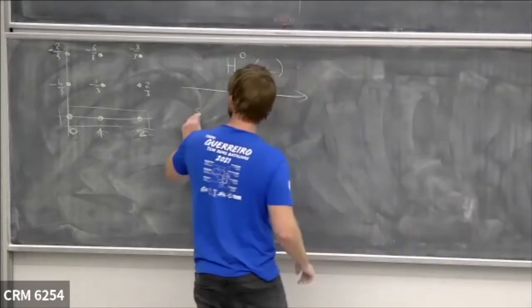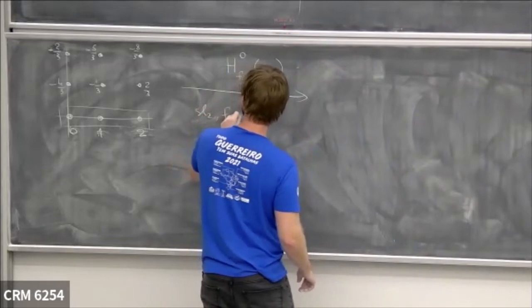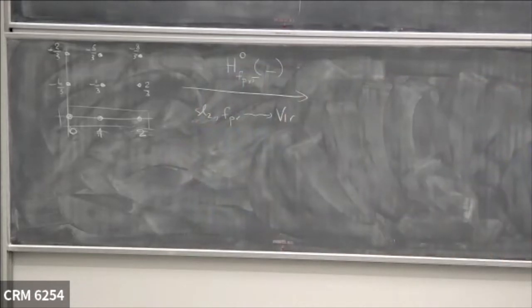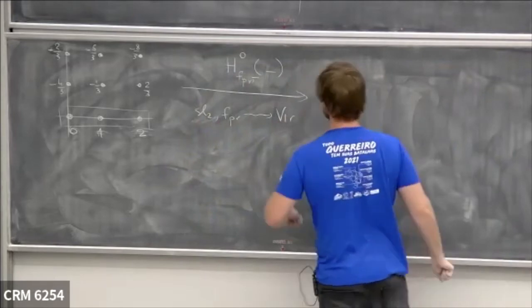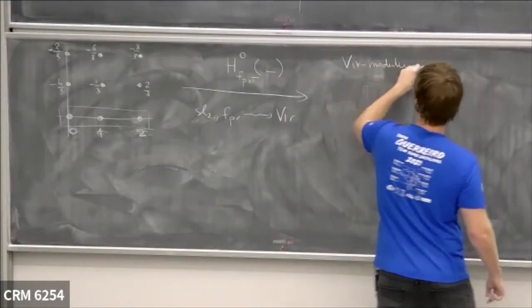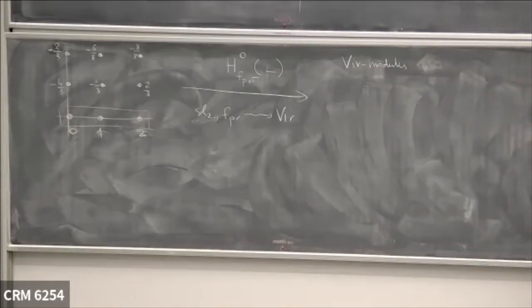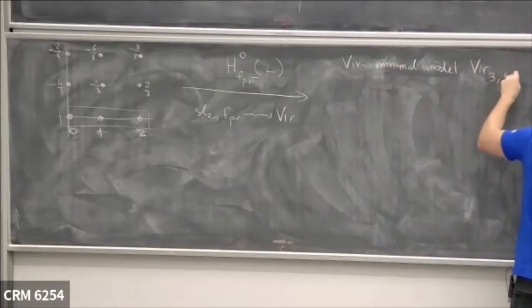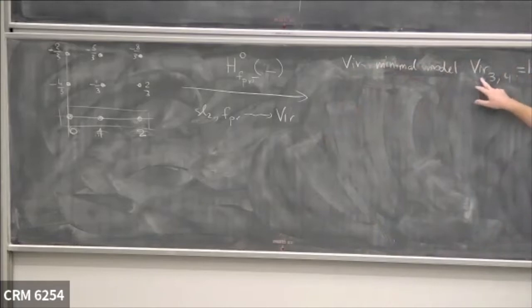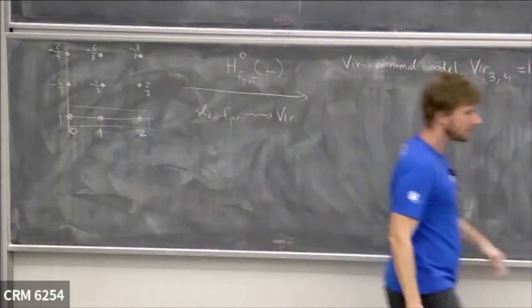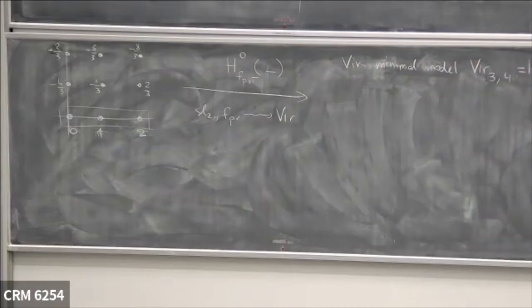As we know, SL2 with F principal goes to modules for Virasoro, right? So we should get some modules for the Virasoro Lie algebra. I don't know how many people know this, but there's a so-called minimal model, 3,4. It's also known as the Ising model. And it's known that this has 3 irreducible modules, right? So what happens is these integrable ones all get destroyed by the Hamiltonian reduction.